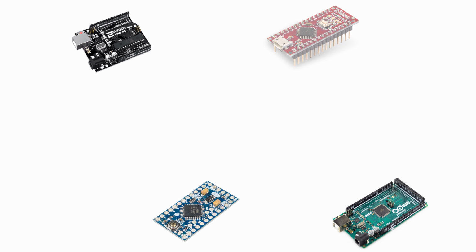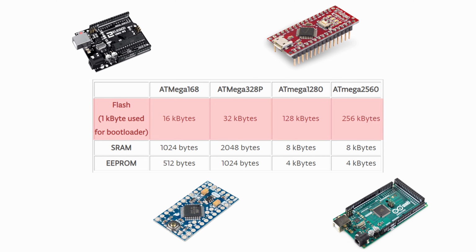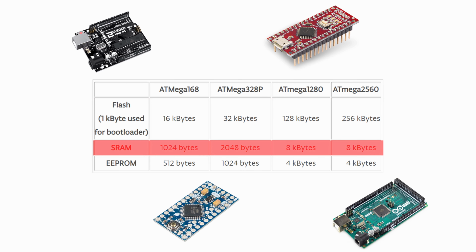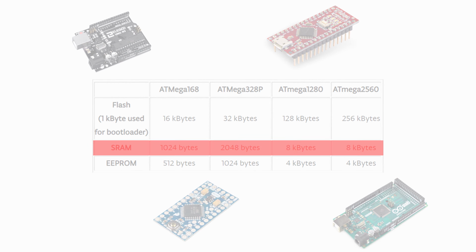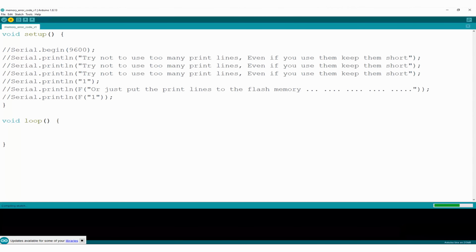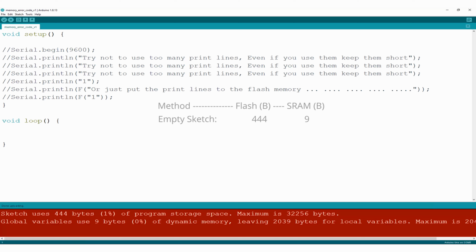If we look at the most commonly used microcontrollers on the Arduino platform, we will see that they have a lot of flash memory but not enough SRAM. So, it makes sense to utilize most of the flash memory rather than the SRAM. Let's first start with an empty sketch to draw the baseline.